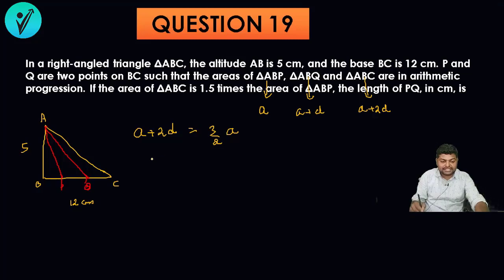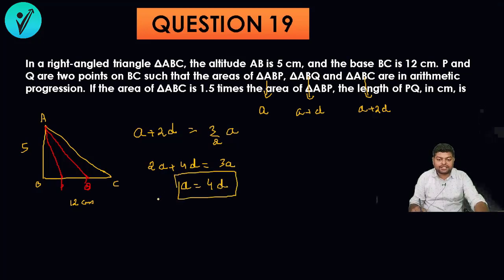So from this we can establish a relation between A and D. It will be 2A plus 4D equals 3A, so the value of A will be 4D. So we can say that the area of this triangle is 4D, the area of this triangle is 5D, and for this triangle it's 6D. Then the length of PQ. So now we have to get the length of PQ.